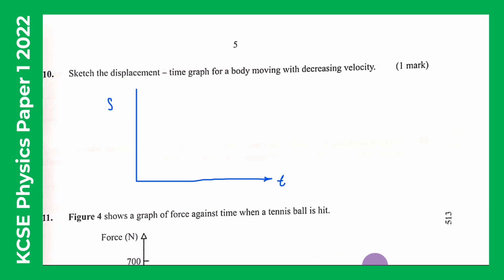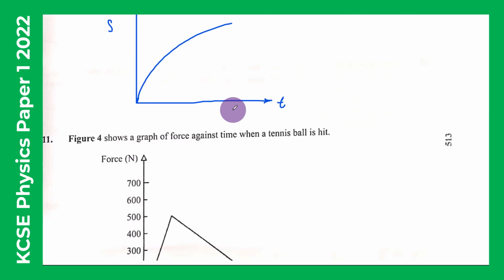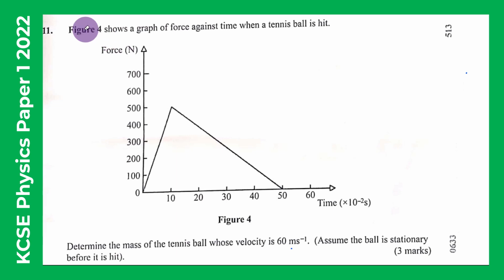So we have to remember that the gradient of a displacement time graph represents velocity. Gradient of a displacement time graph represents velocity, and velocity is decreasing, so the gradient must be decreasing. So we start with a high gradient at this point and you show decreasing gradient. You start with high gradient here, and the gradient is going to decrease as time increases, and that is how you answer that part.